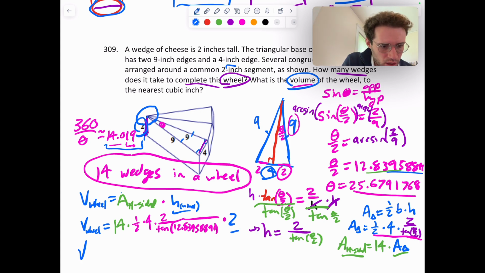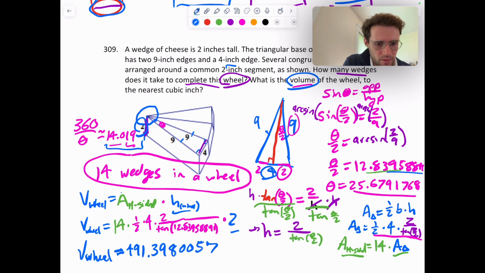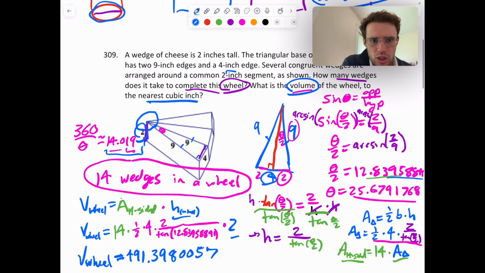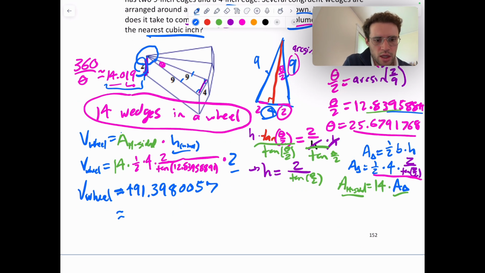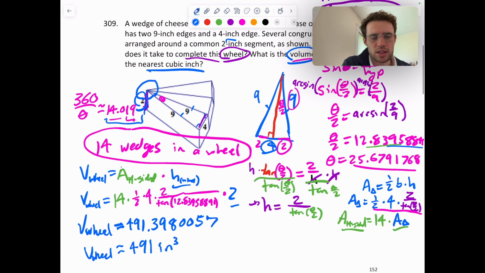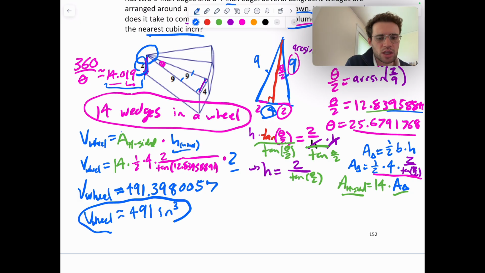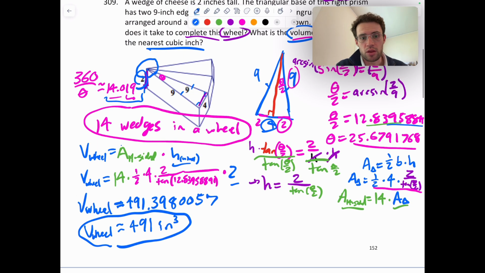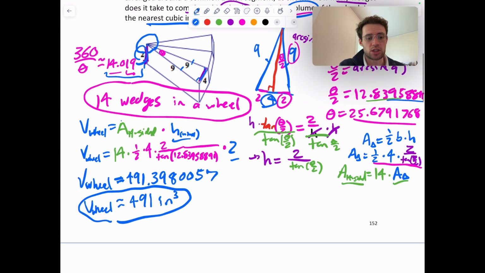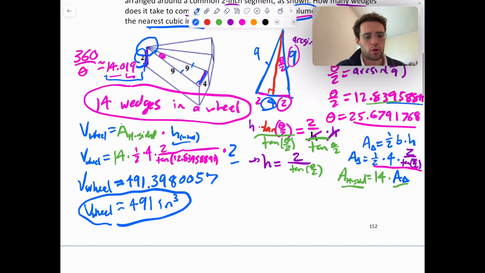And that gives me that the volume of the cheese wheel is about equal to 491.39800057. They did not say what to round to, so if we round that to the nearest cubic inch, that'd be 491 inches cubed. And even if they hadn't told us that it was in cubic inches, we would know that because it's a 3D shape, right? Volume would be in 3 dimensions. Also, the area of the shape was in inches squared, and then we're multiplying it by the height. So it's inches squared times inches, which is inches cubed. So 491 inches cubed is our estimate for that one.